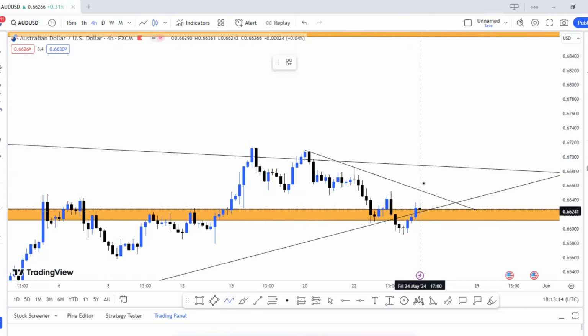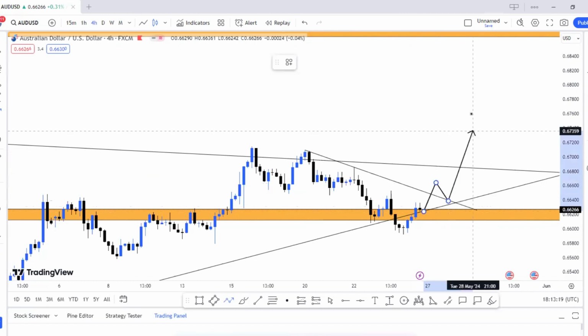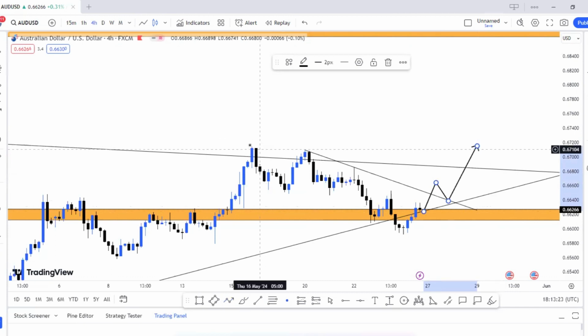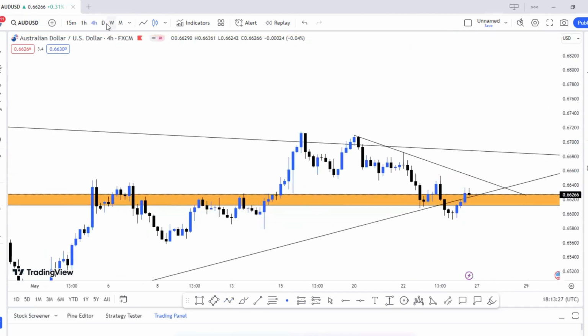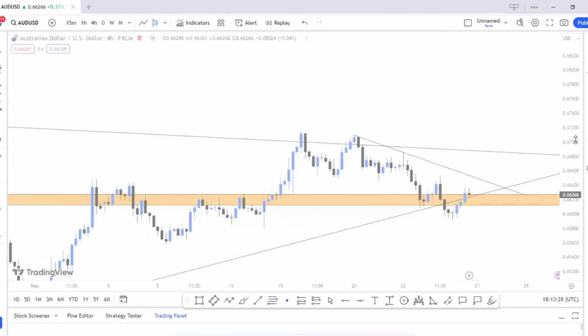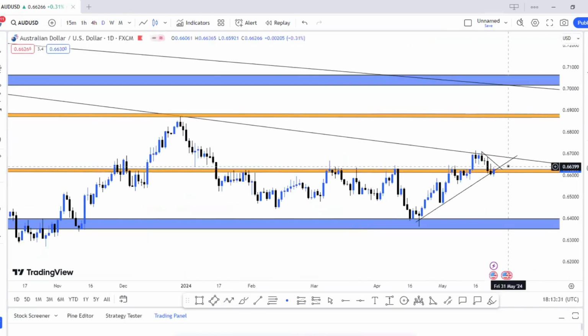You want to see a clear break out of this counter trend, a little retest, and then we send this price back to probably the next resistance, which will be our first level target. So that is a very sharp one on AUD USD. Now let's move to the next pair.